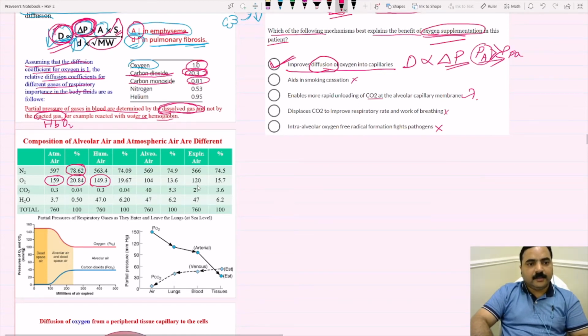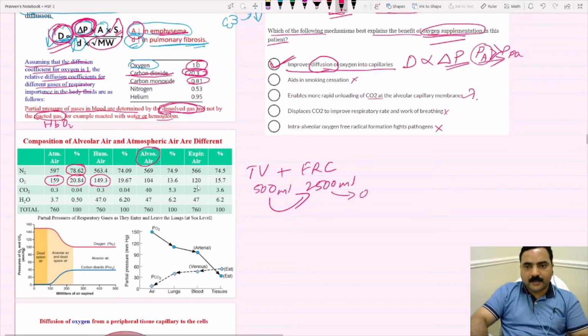Okay, and now this air that is coming from the atmosphere is going into the alveolar air. Alveoli already contain the functional residual capacity. So you are mixing the tidal volume, which is around 500 ml, into the functional residual capacity, which is around 2500 ml. From this 2500 ml, the oxygen has already been taken out. So this air with a partial pressure of oxygen of 149 is coming and mixing with it, and it will be reduced to around 104. That's why in the alveolar air the partial pressure of oxygen is 104.